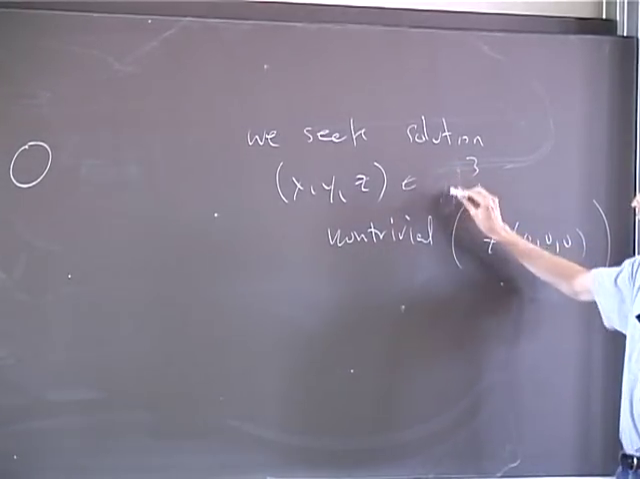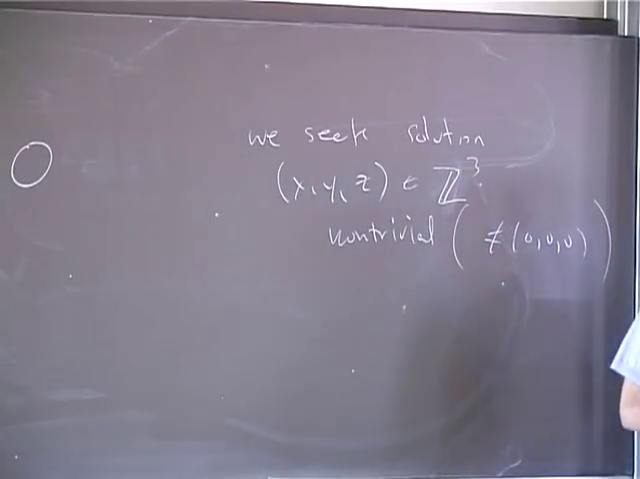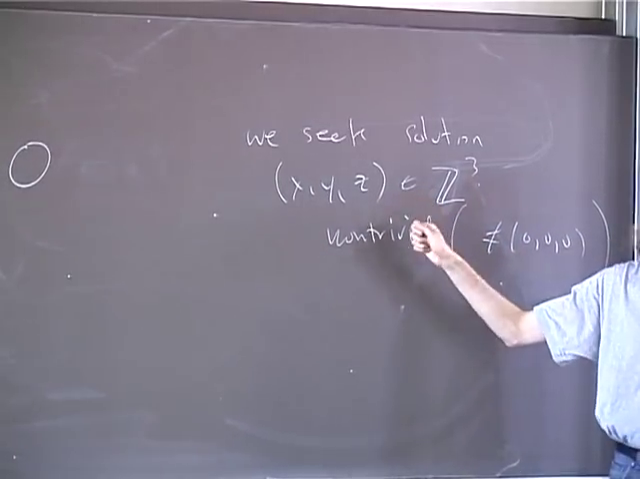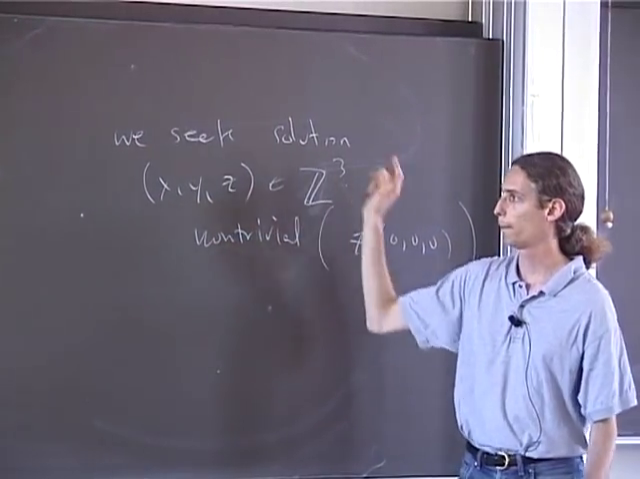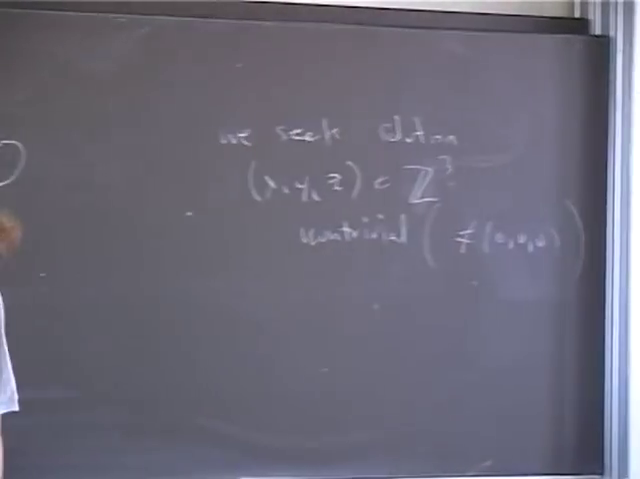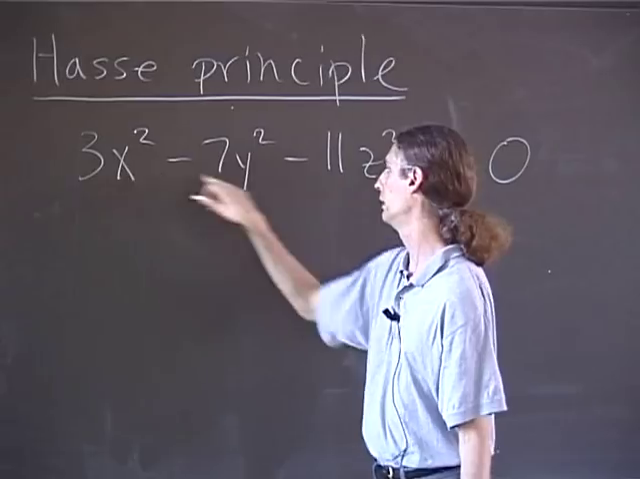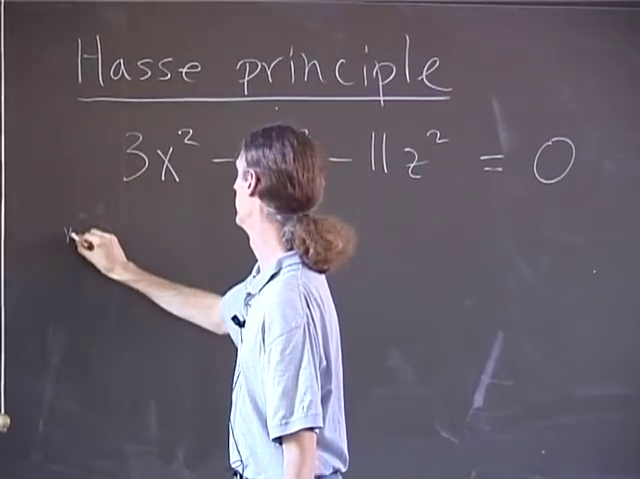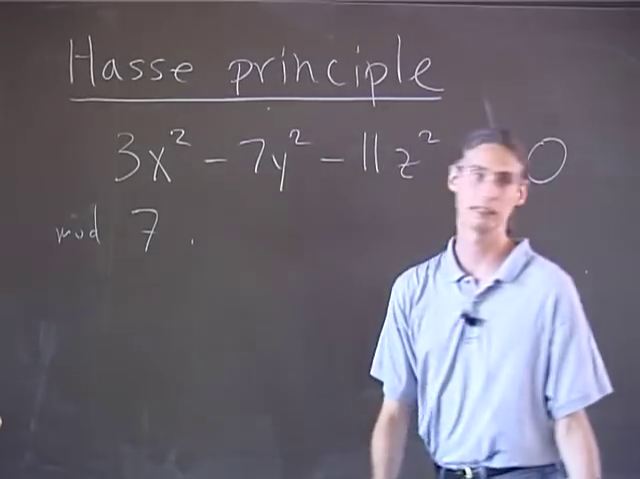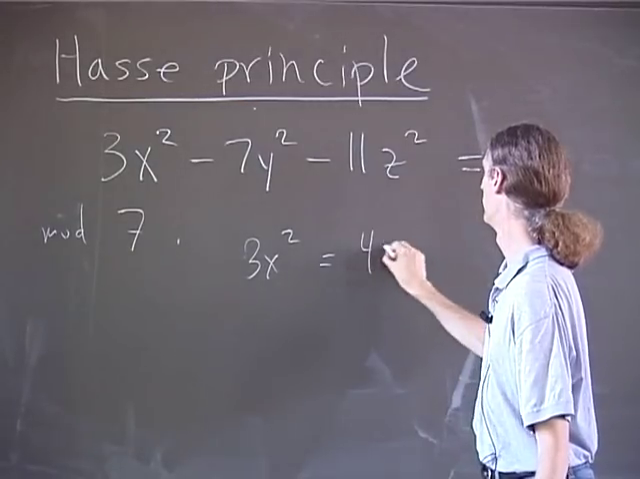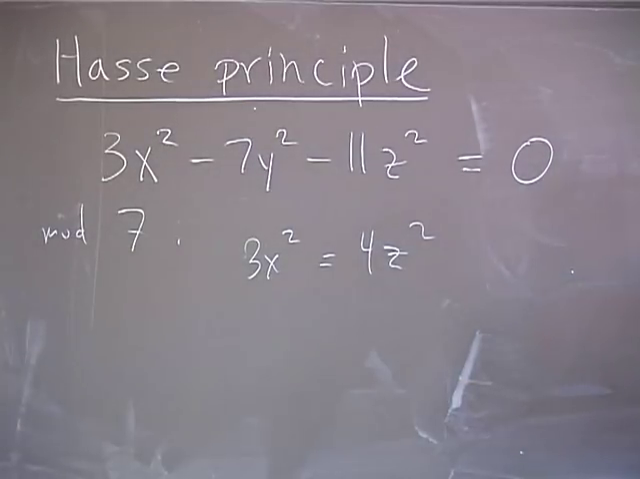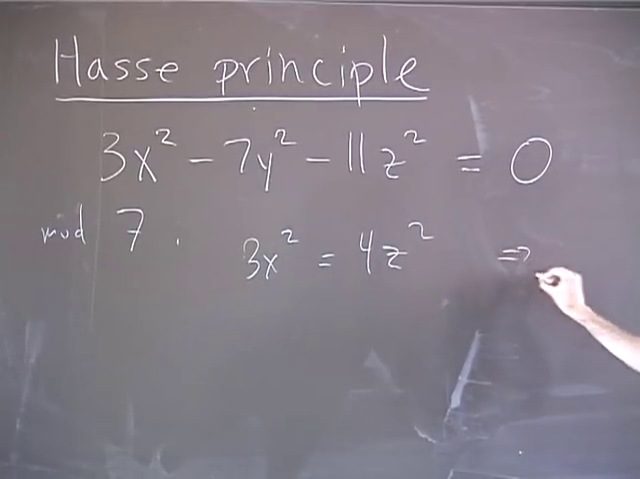So of course, if you have an integer solution, you may as well assume it's minimal in some sense, at least having no common prime factors to x, y, and z. So you try reducing modulo various numbers like 3, 7, 11, and for instance mod 7, you see that you have then an equation which forces x and z to be 0 mod 7 if you just try different possibilities.